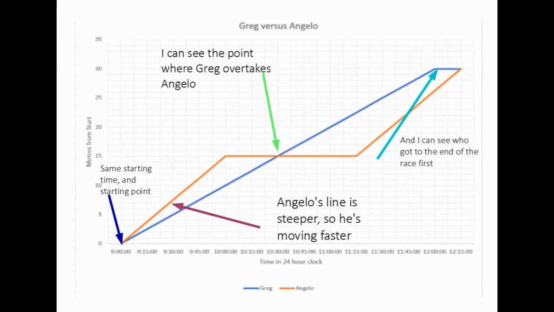If we look along both graphs, we can see that there is a point at 10:30 when the lines cross, or intersect. At this point, Greg and Angelo are once again in the same place at the same time. However, we can see that Greg kept moving as his graph continues up, overtaking Angelo.